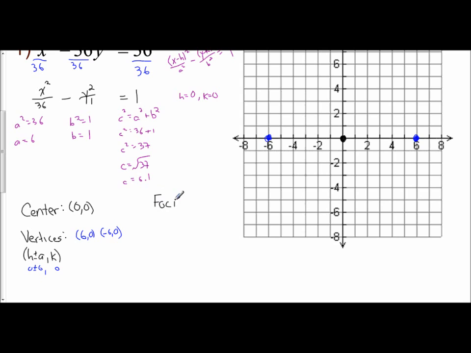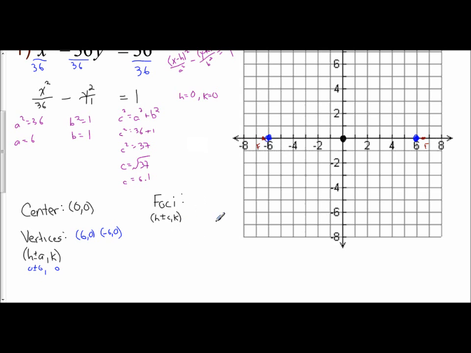And remember, the foci are located c units from the center on the axis that it's opening on. So that means the formula here is h plus or minus c, comma k. So I'm going to use, for our foci, let's do a little maroon. We know our c then is the square root of 37, which is 6.1. So I'm going to go a little bit beyond 6 here. I'll put an F for foci, and then a little bit beyond 6 on the other side, and put another F.